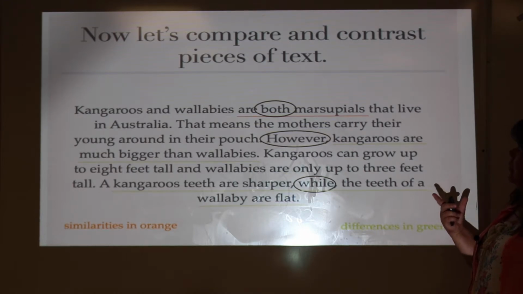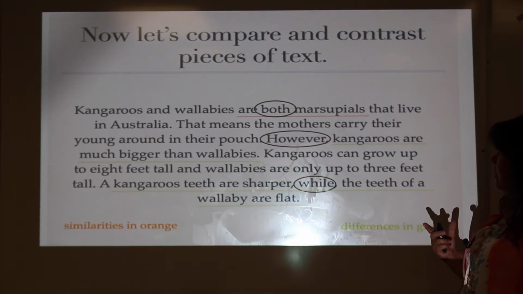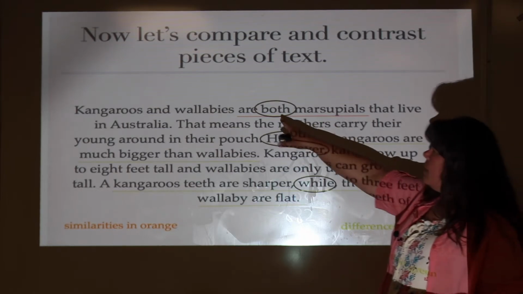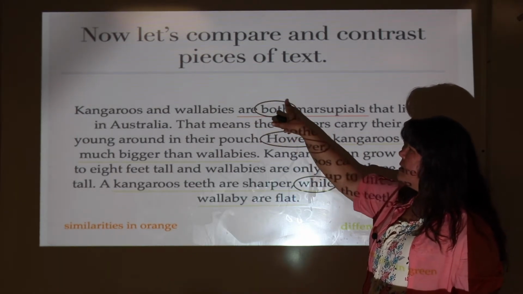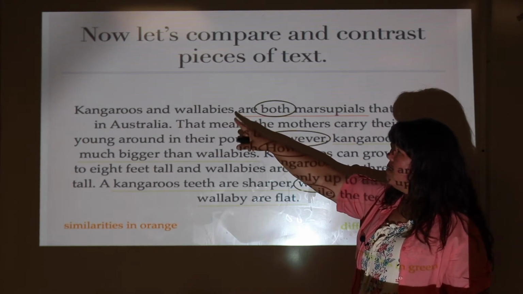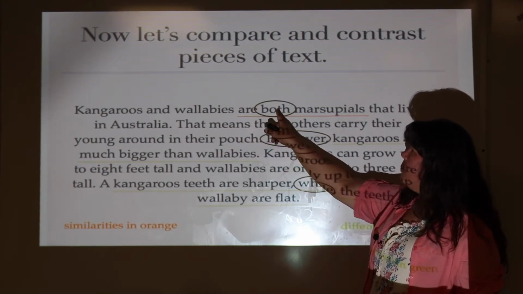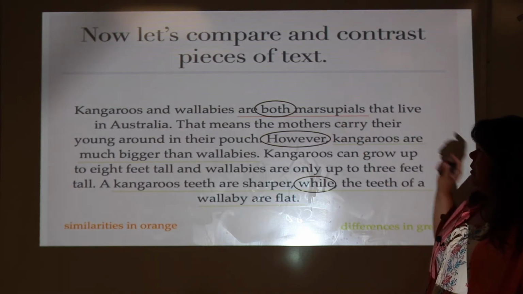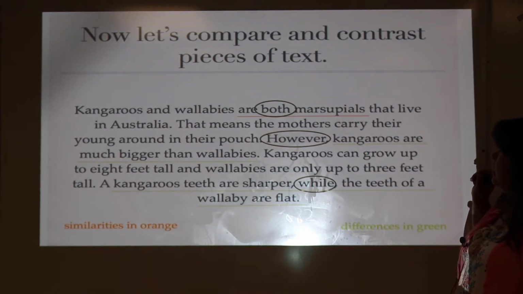So then we can go through and look to see what kind of things we have in here that are the same. Here we've got this word both. Now that's telling me that both of these have this. So it says kangaroos and wallabies are both marsupials. So that's one of those that I wanted to make sure is in orange.